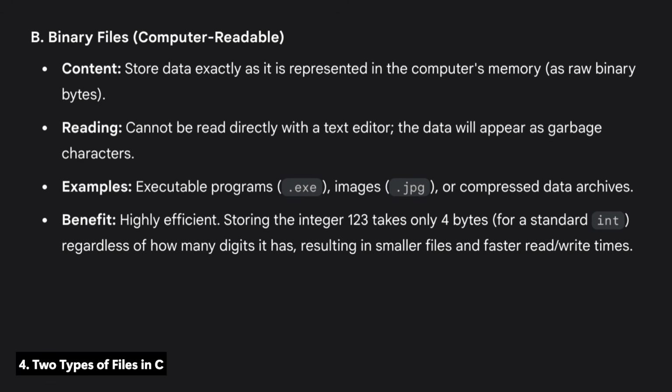B. Binary files, computer-readable. Content: store data exactly as it is represented in the computer's memory, as raw binary bytes. Reading: cannot be read directly with a text editor. The data will appear as garbage characters. Examples: executable programs, .exe, images, .jpg, or compressed data archives. Benefit: highly efficient. Storing the integer 123 takes only 4 bytes for a standard integer, regardless of how many digits it has, resulting in smaller files and faster read-write times.